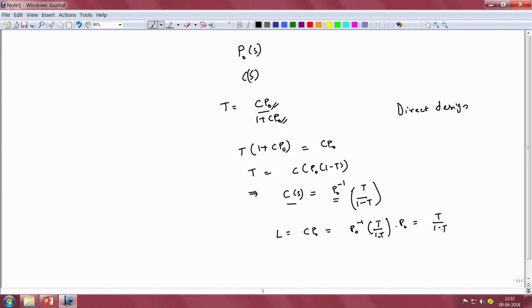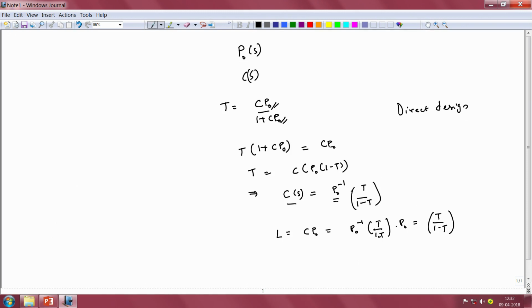So, in the forward path therefore, we have cancelled the plant dynamics altogether and replaced it with whatever dynamics we want to give us the desired transmission function T for the closed loop system. Now, as simple as this technique looks, there are a few caveats.